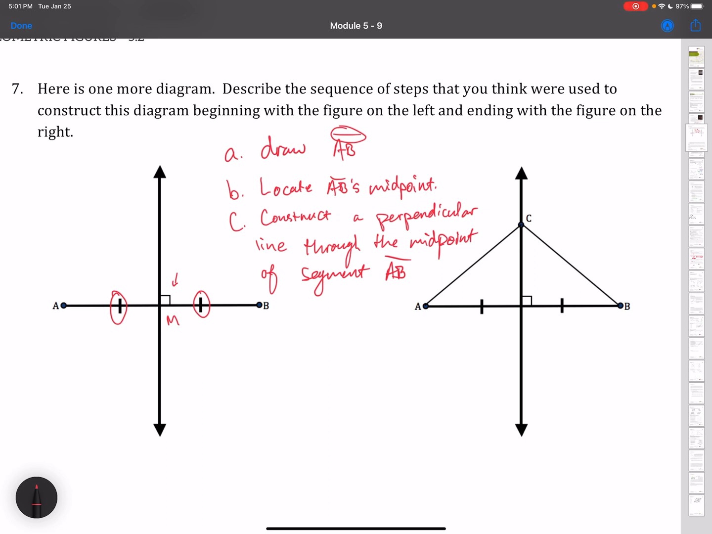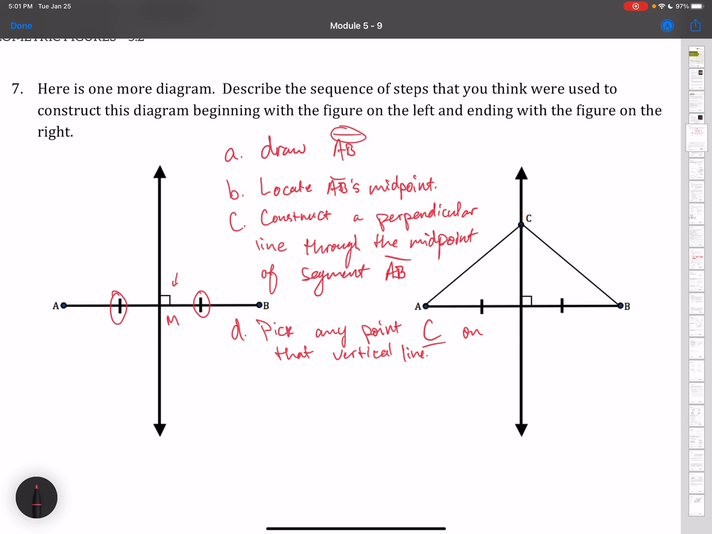Now I need to find, okay, how do I go from that left figure to the figure on the right? And I see that there's a point C. There are no real markings of measurement. There are no markings of equality or congruence. So for D, really what I'm looking at is all I need to do is just pick any point C on the line drawn through the midpoint. So pick any point C on that line. And I'll say vertical line just to distinguish a little bit.